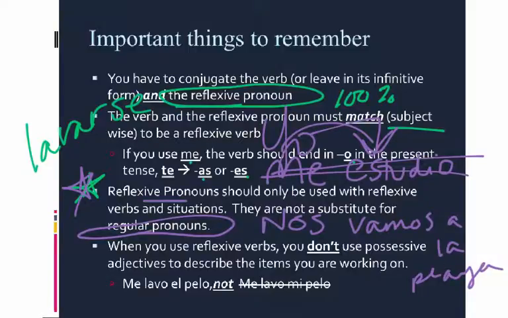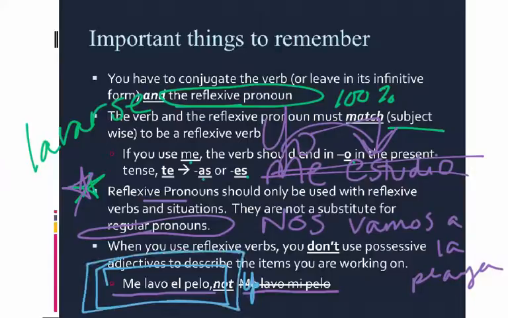And then when you use reflexive verbs, you don't use possessive adjectives to describe the items you're working on. So I do not say me lavo mi pelo. I say me lavo el pelo. Now, I do hear natives use, and it is accepted, yo lavo mi pelo or me lavo el pelo. And this is what I prefer that you use, me lavo el pelo. But it is correct to say yo lavo mi pelo. You cannot say me lavo mi pelo. That is wrong.